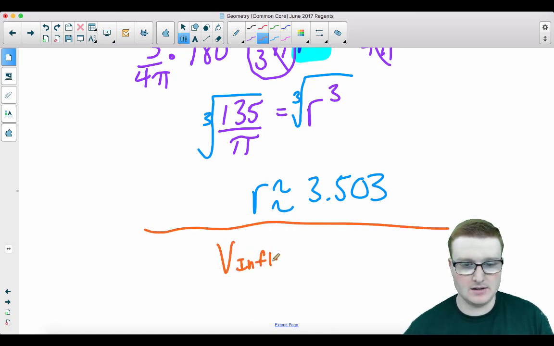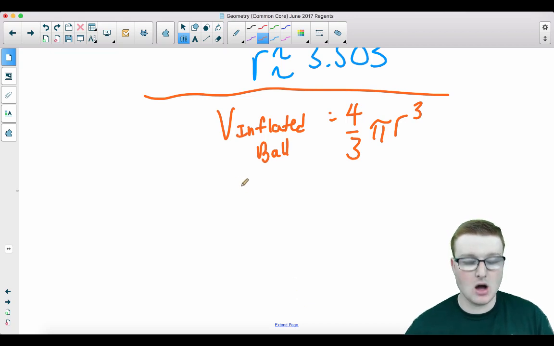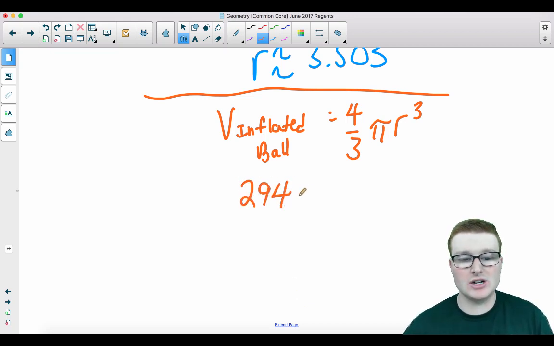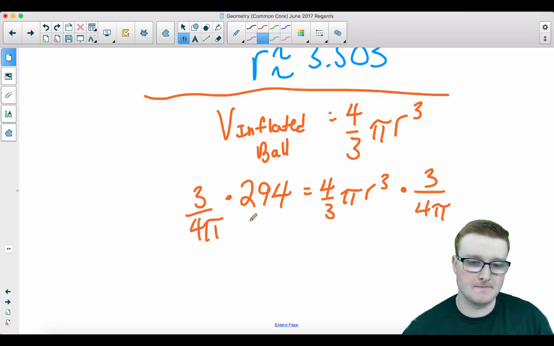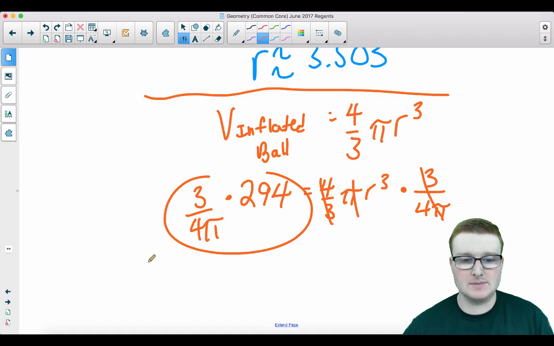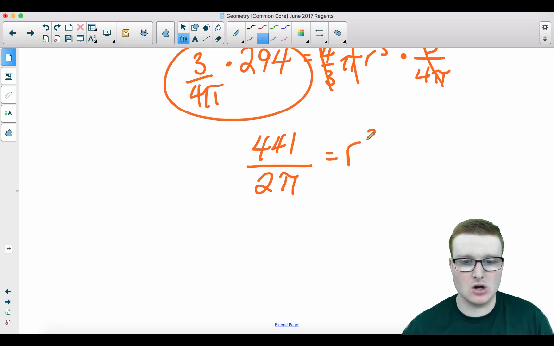The volume of the inflated ball equals 4/3 pi r cubed. Here we go. The volume of the inflated ball, they tell you, is 294. That equals 4/3 pi r cubed. We're doing the same thing here, folks. We're going to multiply by the reciprocal, 3 over 4 pi. That cancels with that and everything else. Take my word for it, when you simplify this by the coefficients, that will give you 441 over 2 pi, and that equals r to the third.